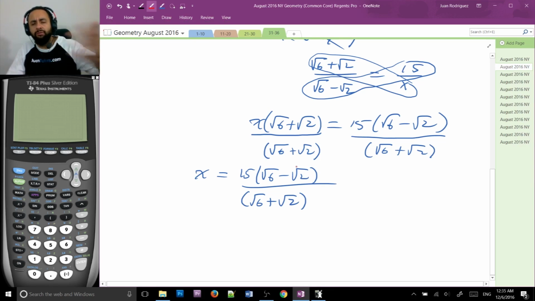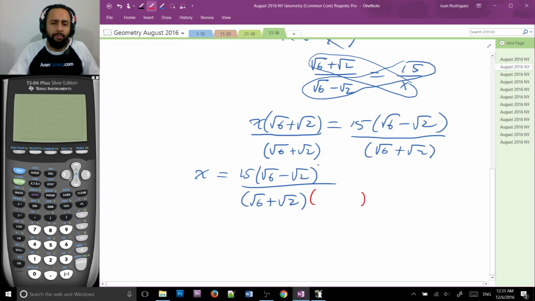All we need to do is get rid of those radicals in the denominator. Hopefully, if your teacher taught you what are called conjugates, then you know to multiply the numerator and denominator by the conjugate of the denominator. But if you don't know what that is, the conjugate of this denominator is the same expression, but with a subtraction instead of the addition. So radical 6 minus radical 2, and radical 6 minus radical 2.